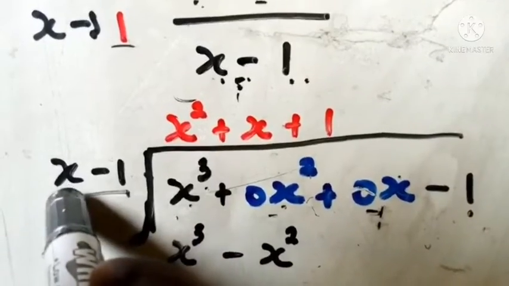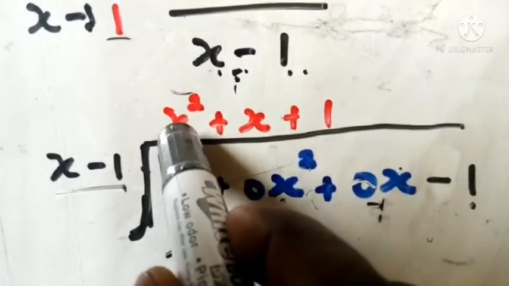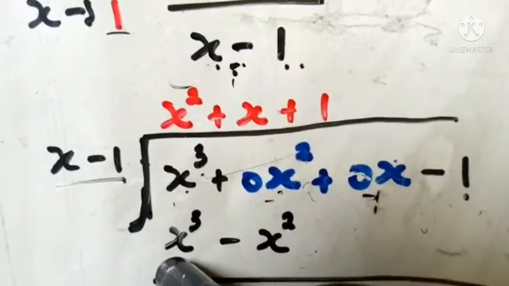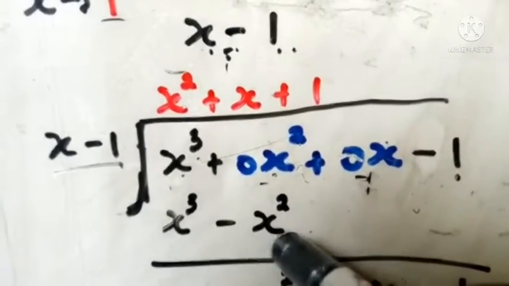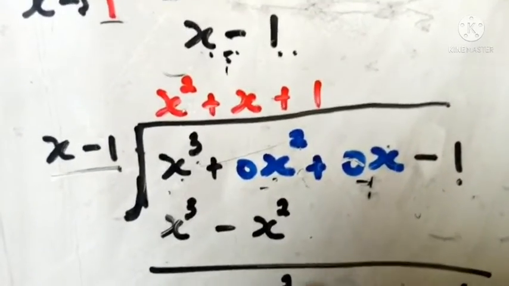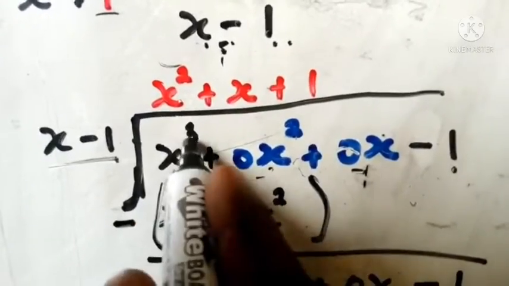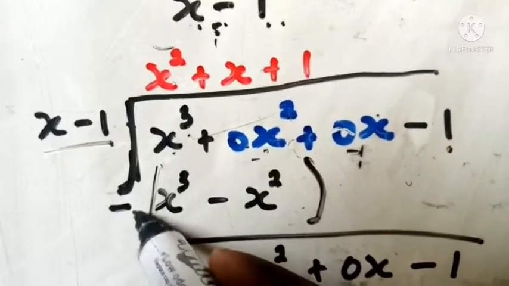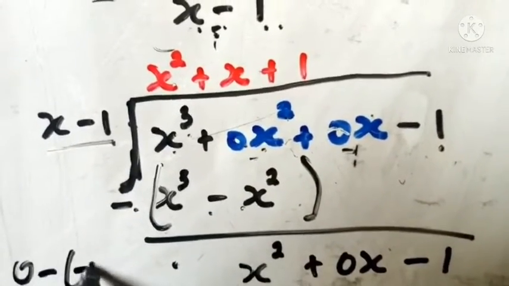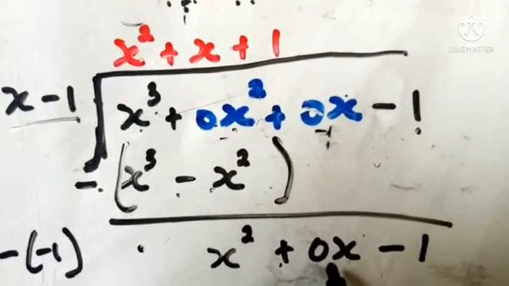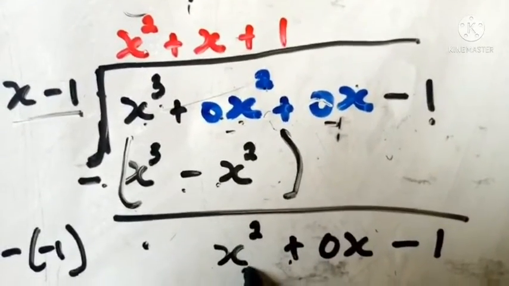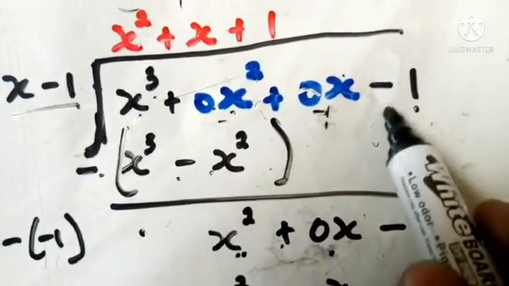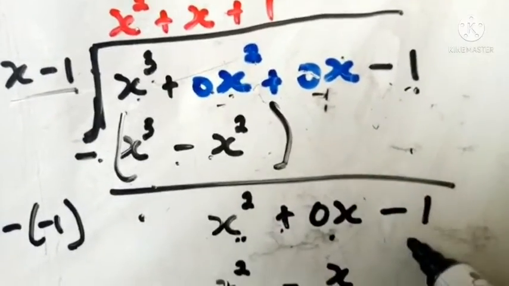The x here will go into this term how many times? That will be x squared. So x squared multiplied by the two terms: x times x squared will give me x cubed, and negative 1 times x squared should be negative x squared. When you are done, you subtract this from that. So x cubed minus x cubed should be 0, and then 0 minus negative x squared, that should be a positive x squared. Then this term is 0x, so 0x minus 0 should be 0x, and then negative 1 minus 0 should be negative 1.